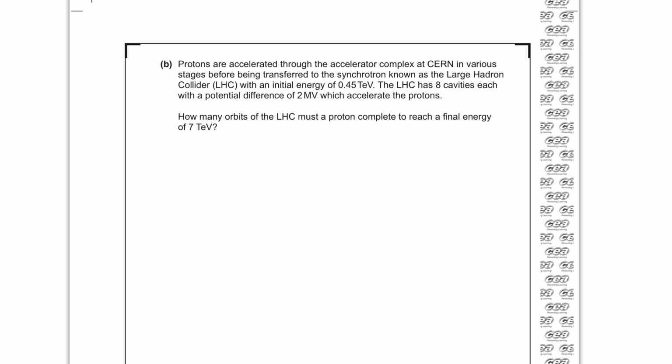So they're coming in with 0.45 TeV. They've got 8 cavities, and each one of them gives a push of 2 megavolts, which will give them 2 mega electron volts. You can imagine a singly charged proton that's got the charge of an electron. Then if you put it through 2 megavolts, then from W equals QV you get 2 mega electron volts per push, and there's 8 pushes per loop.